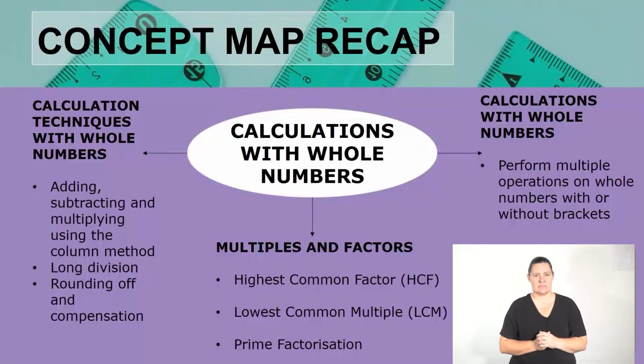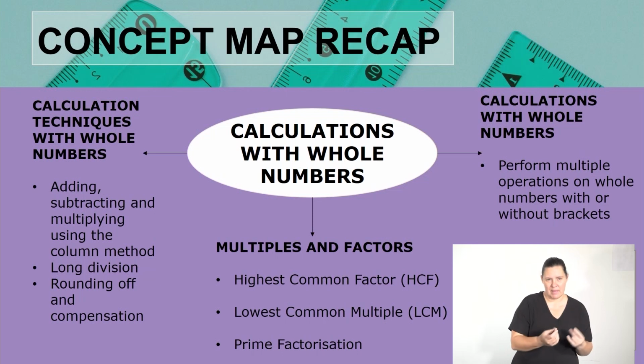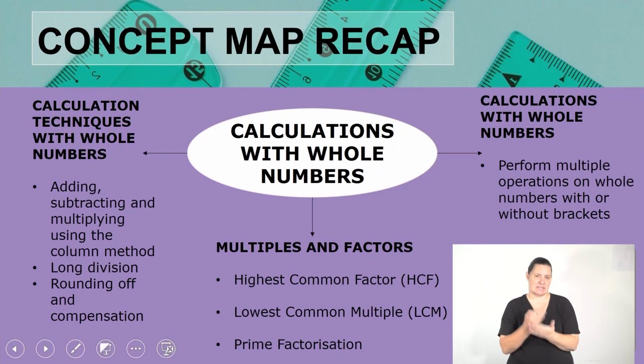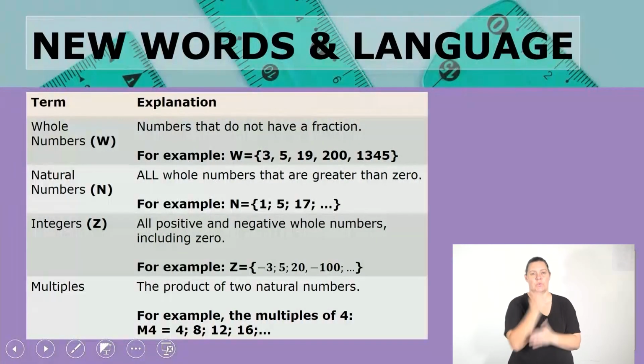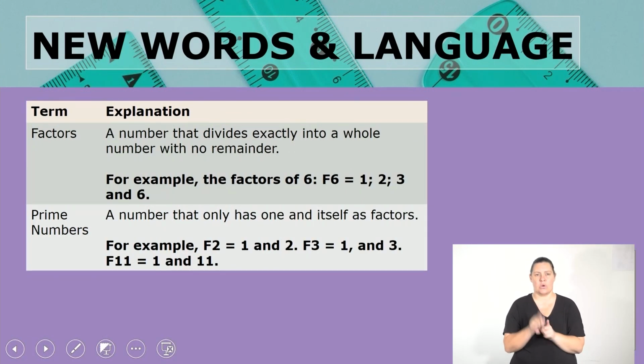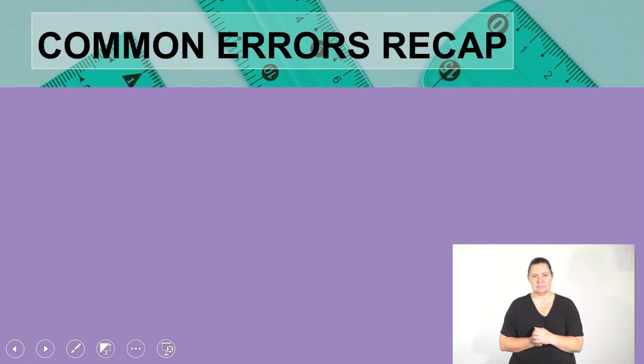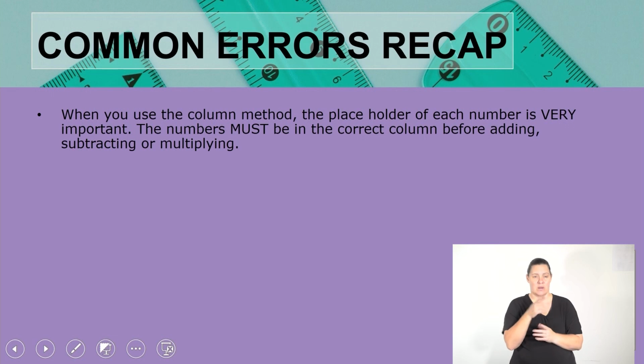So let us wrap up. Remember what we learned in this whole lesson. We learned calculation techniques with whole numbers. We also learned about calculations with whole numbers, and we also learned about multiples and factors. We also learned our new words: whole numbers, natural numbers, integers, multiples, factors, and prime numbers. So, when you are working with the column method, remember you must place every number in its correct placeholder so that when you are adding as per the column.